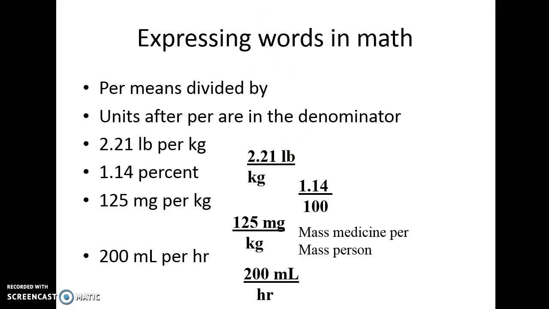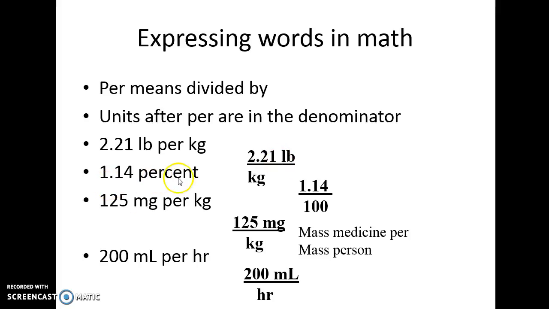Now, something that will help you is realizing that when you have the word per in a mathematical problem, all of our problems are going to be word problems. So if it says per in the words, that really is translated as divided by. Any units that come after the per are going to be in the denominator. So it might say 2.21 pounds per kilogram. So we express it like this.